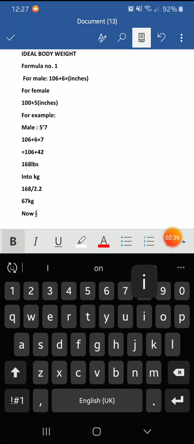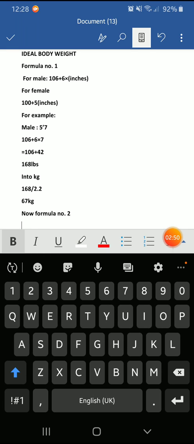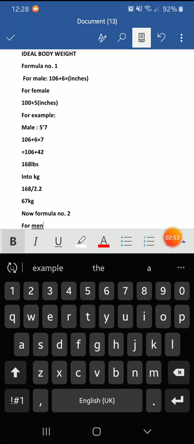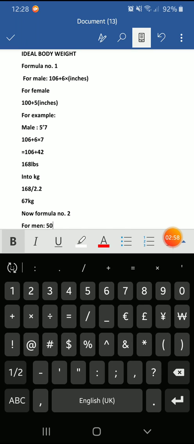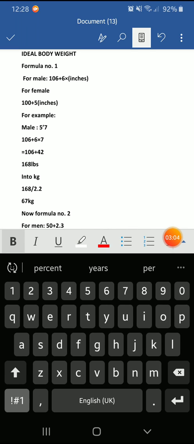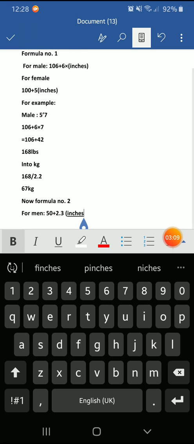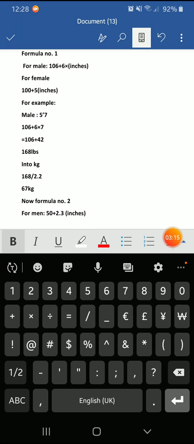Now I'm gonna tell you about the other formula to calculate the ideal body weight. Formula number two. The formula for men is 50 plus 2.3 into whatever the height in inches. That 50 would be for 5 feet, and the inches that are left would be multiplied by 2.3.